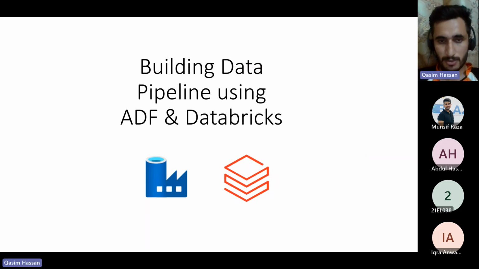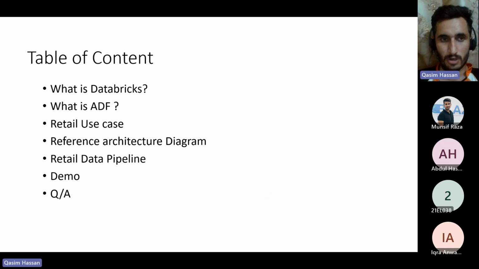Let's start the presentation. Today's topic is building data pipeline using ADF and Databricks, and let's talk about the table of contents that we will cover in the session. First we will talk about what is Databricks and what is ADF, because the title of our presentation is data pipeline using ADF and Databricks. So I will brief a little bit about Databricks and ADF. Then I will move toward the use case that I will present in front of you using ADF and Databricks, and then I will show the reference architecture diagram and the retail data pipeline which I had built on the use case. Then I will show a short demo, and lastly the Q&A session.